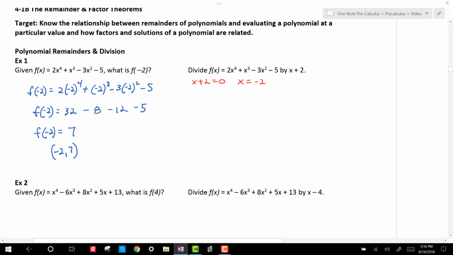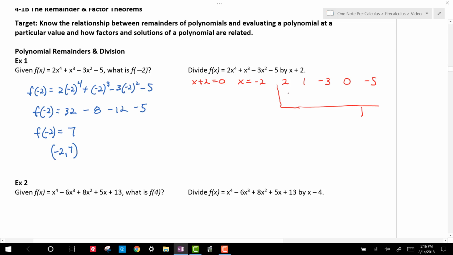I'm going to list out my coefficients. I've got a 2x to the fourth, a 1x cubed, a -3x squared. I'm missing an x term, so I need a 0 there. And I've got a -5. And I put my little upside down L thingy here and a place for the remainder.